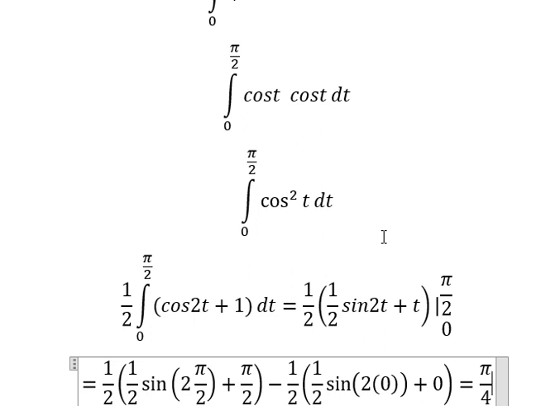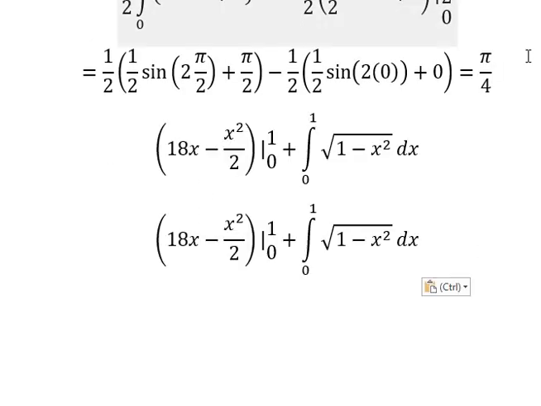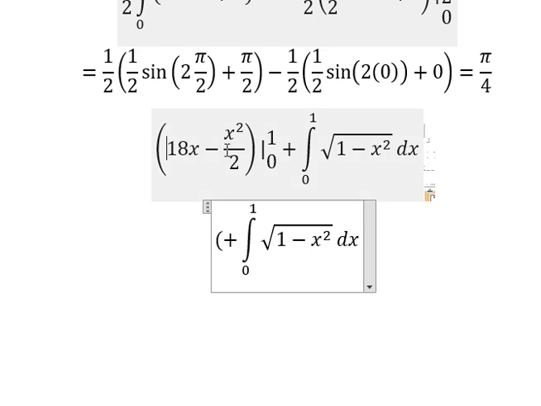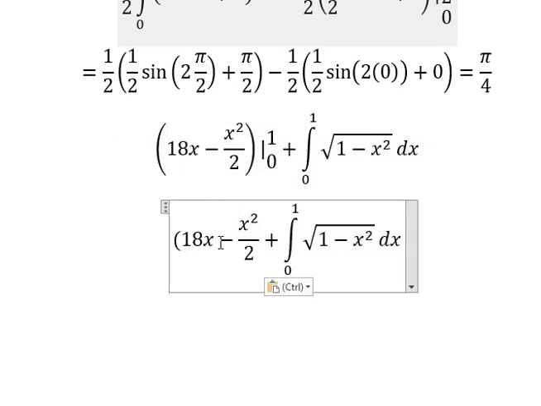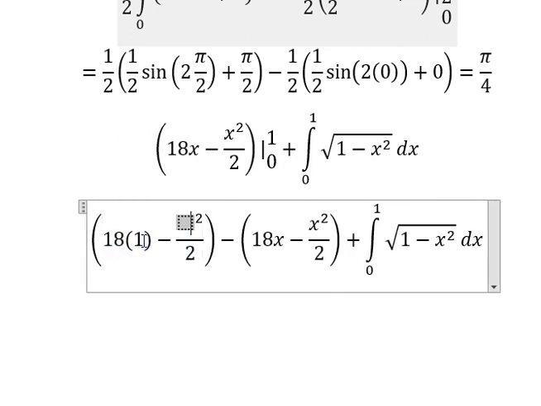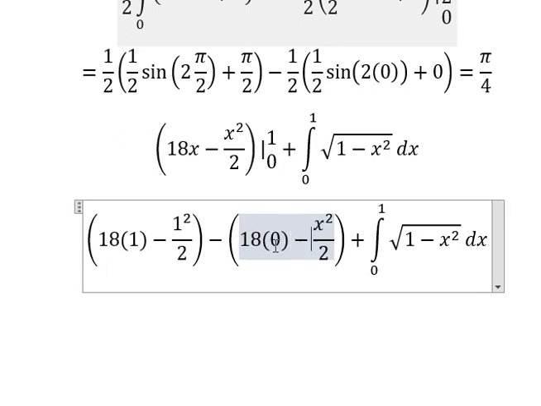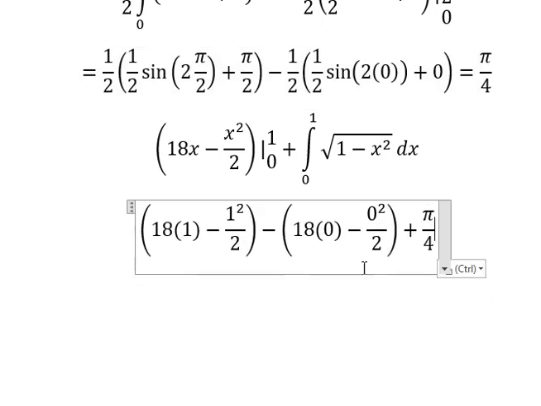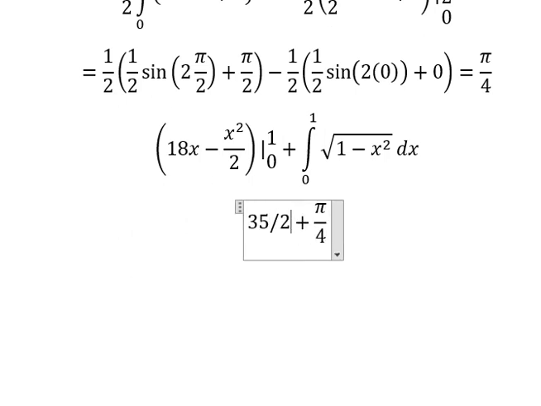Now we need to go back in here. So we put number 1 and number 0 in here. And this one is pi over 4. This one is about 35 over 2.